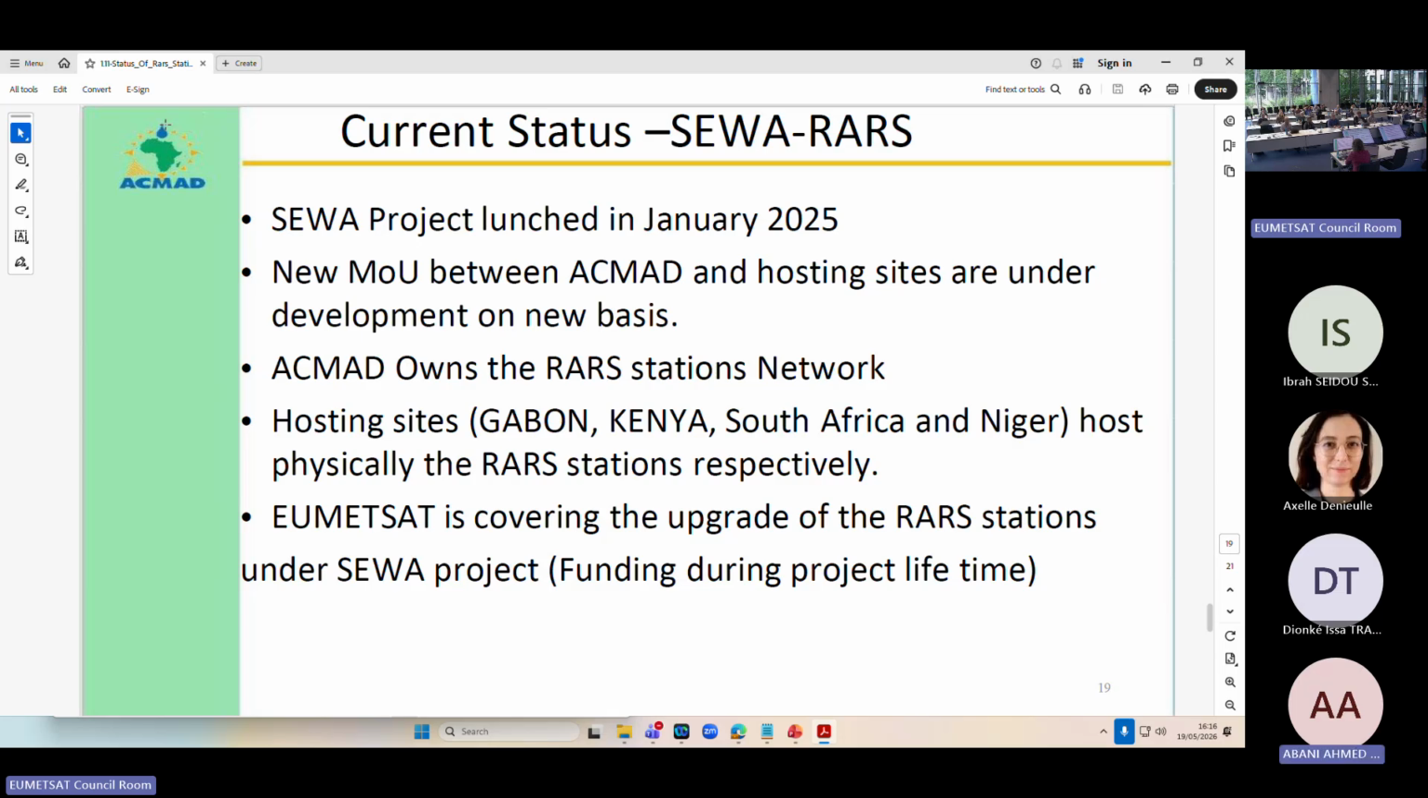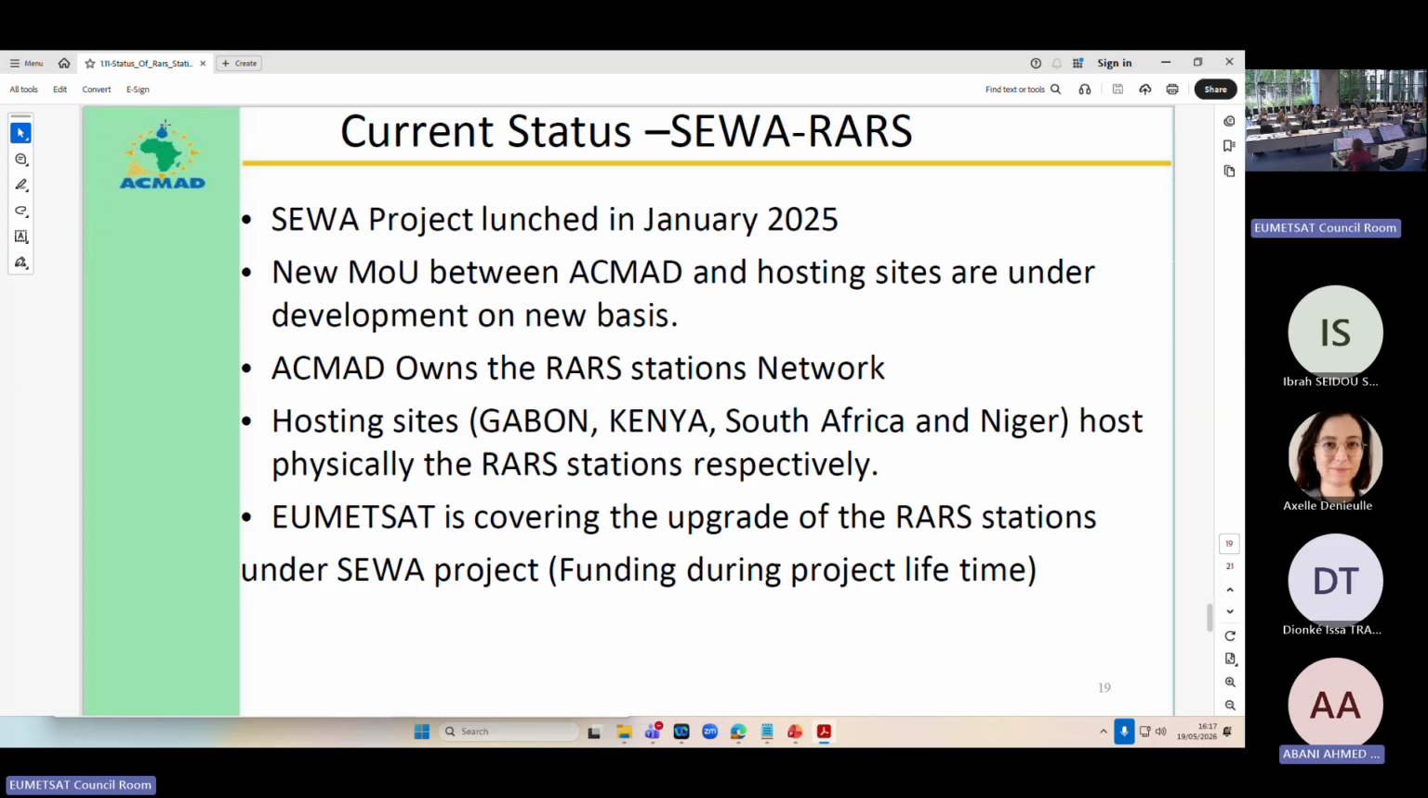The current status, in summary: the project was launched in 2025. Regarding the MOU, we have already drafted a new MOU and shared it with the partners, and now the MOU is at the host site level. Each hosting site has the MOU to contribute and validate for the next step. The current situation is that ACMAD owns the RARS stations from the SAWIDRA project, and hosting sites are the actual owners of the stations in terms of operation and also management.